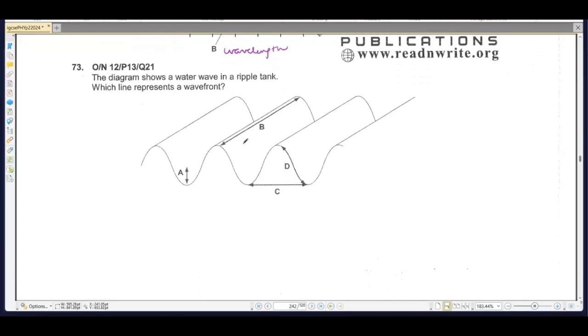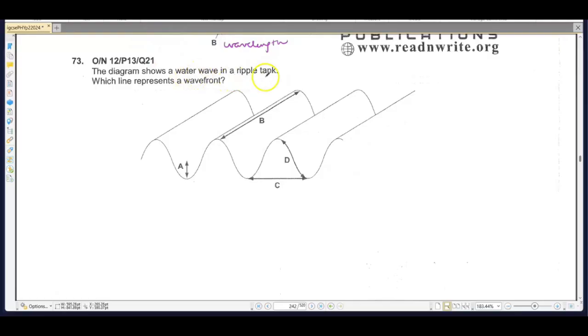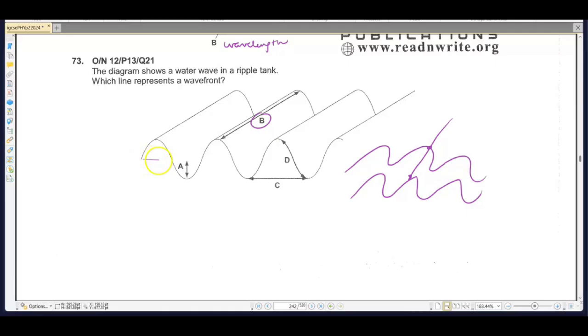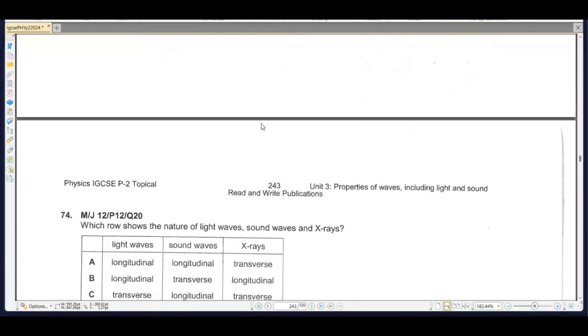And moving on to question number 73, the diagram shows a water wave in a ripple tank. Which line represents a wavefront? So B represents the wavefront. I told you, when we have these waves, the imaginary line that connects all the crests of the wave represents a wavefront. This is the amplitude. C is the wavelength. So B is just the one that represents the wavefront.